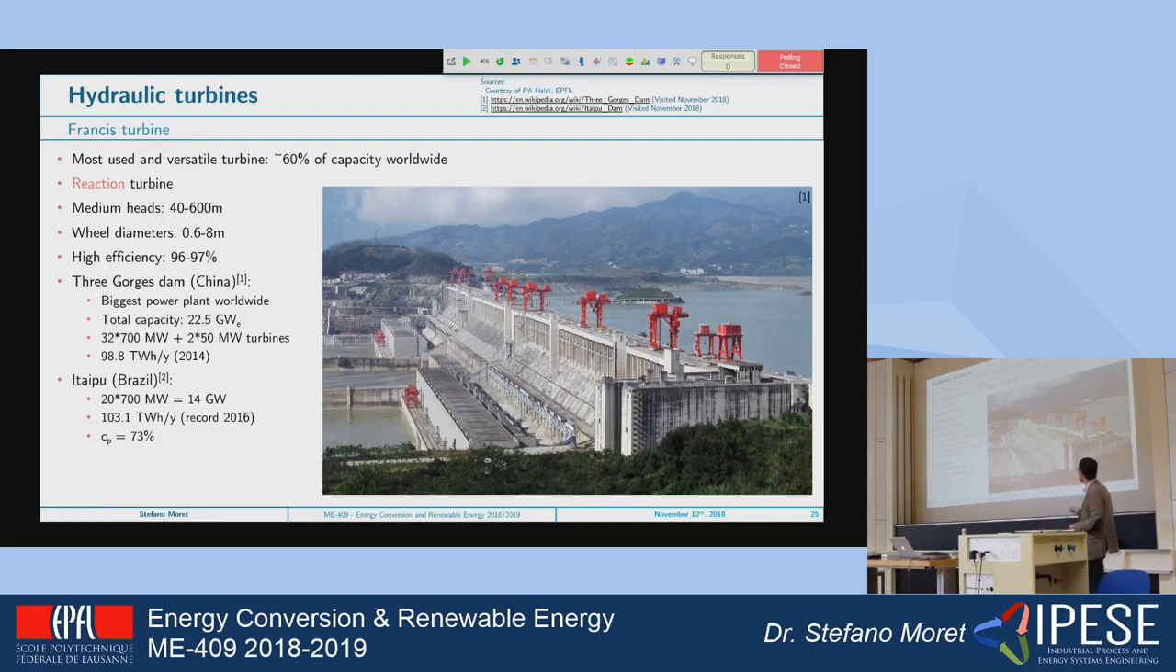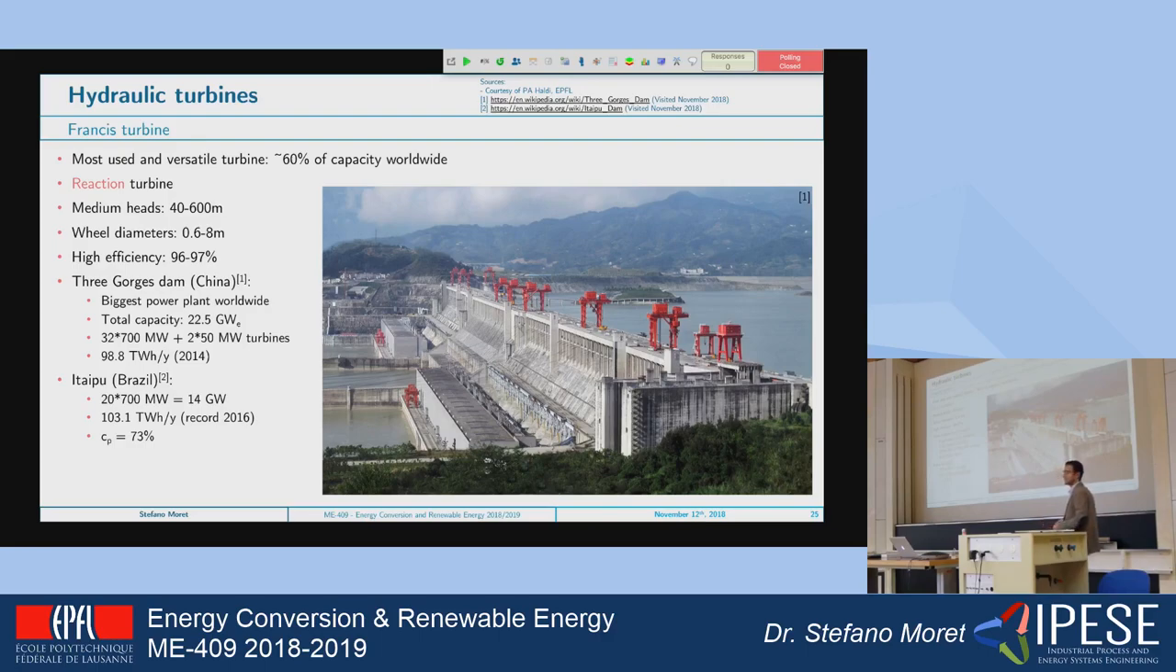So this one is the Three Gorges Dam in China, I think, yes, which has 32 Francis turbines installed, and each of them is 700 megawatt. It's the biggest power plant in the world.